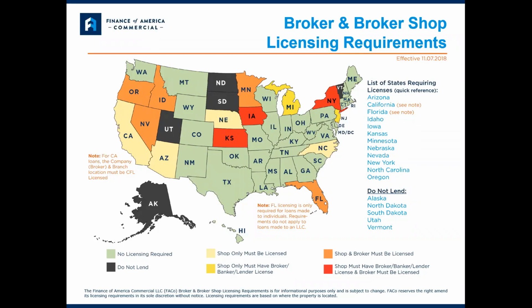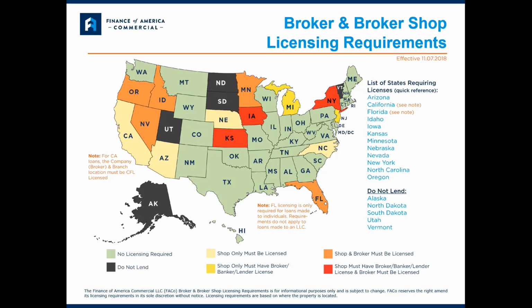Yeah, if you look down below, we've got a key down there for the colors. Like, for instance, green, you need no license, right? The state of Georgia, your licenses are not required. And the states that are in this dark gray, almost black color, we're not lending there today. Like North Dakota, South Dakota, Utah. We are lending in Vermont, so that needs to be changed. But we are lending there now. But those are the states that we don't lend.